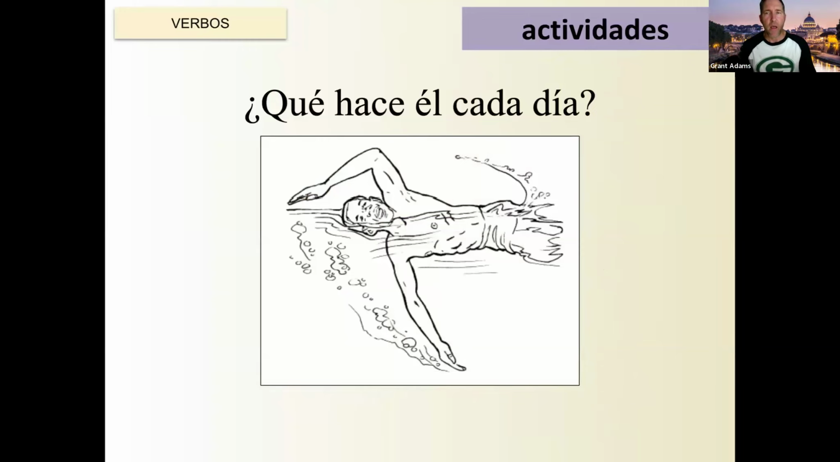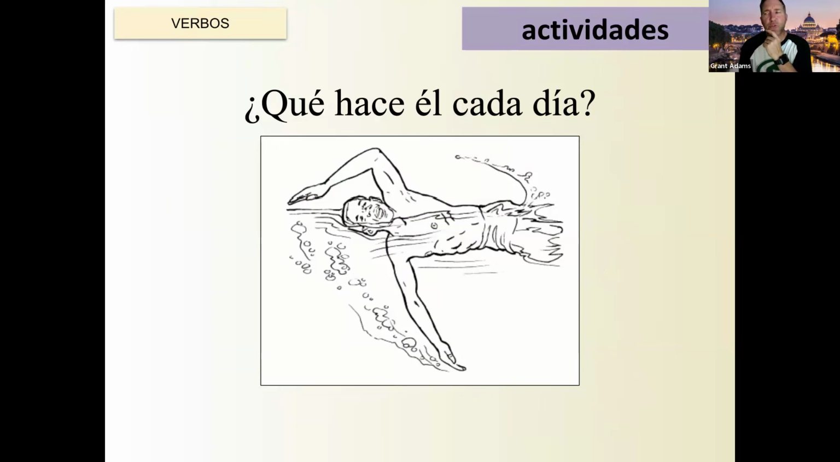A practicar. ¿Qué hace él cada día? What does he do each day? My answer should be, he swims. ¿Cómo se dice he swims? Remember, we're going through a huge review right now. ¿Qué hace él cada día?